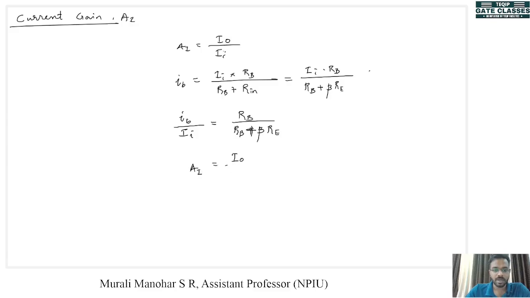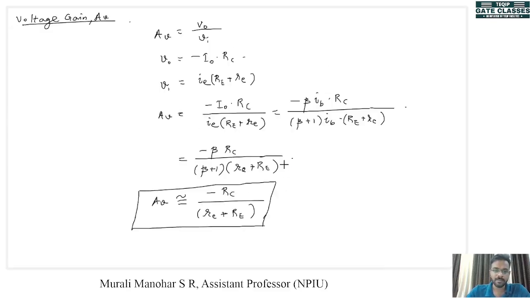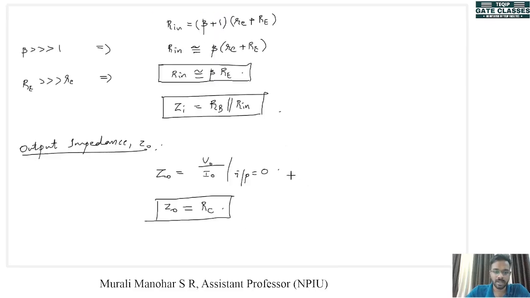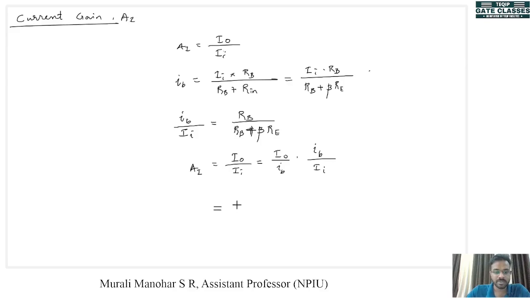Now the value of Ai, which is Iout divided by Ii, can be written as Iout divided by Ib into Ib divided by Ii. We have already found the relationship between Ib and Ii. If we look at Iout and Ib, we can see that Iout is nothing but beta Ib, right? So Iout divided by Ib will be nothing but beta. So this is equal to beta into Ib by Ii, which is RB divided by RB plus beta Re. So this is Ai.